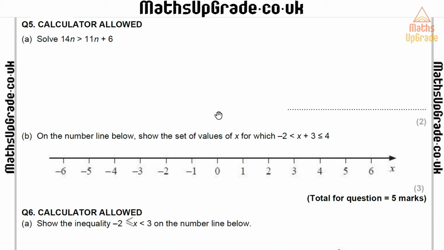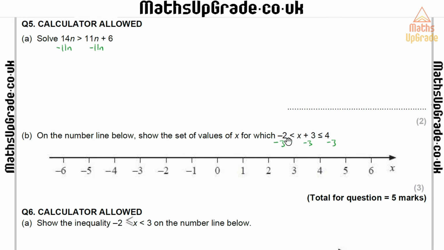In part B, I need to show the set of values of x for which -2 is less than x plus 3 is less than or equal to 4. So I need to get x by itself, so I'm going to do the inverse of add 3, which is subtract 3, and I'm doing that from all parts of this inequality. So subtract 3 from here, which gives me -5, subtract 3 from this part, which leaves me x, subtract 3 from this part, which leaves me 1.